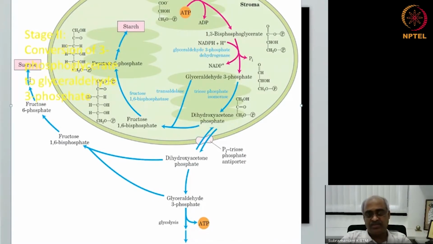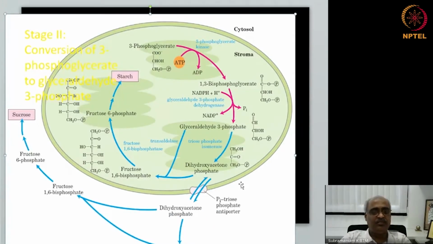And the long-term storage is starch, which is stored within the chloroplast, and the chloroplast becomes amyloplast. And to sustain the activities of the leaves, the glyceraldehyde 3-phosphate, which came out as dihydroxyacetone phosphate, enters into glycolysis and the TCA cycle to produce energy. So this is the third step of the Calvin cycle.